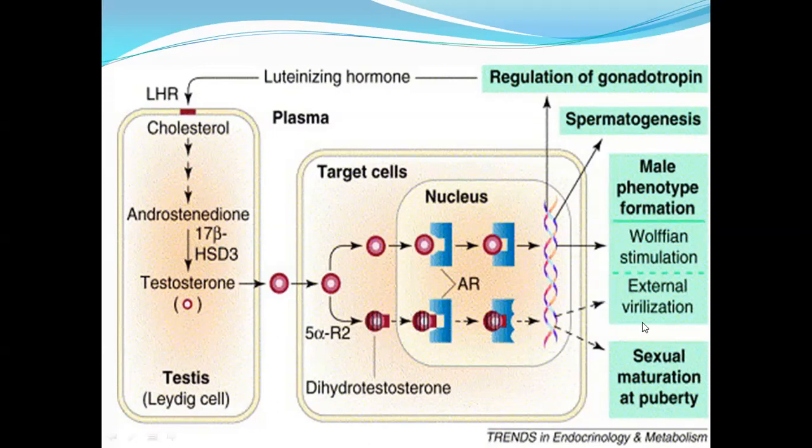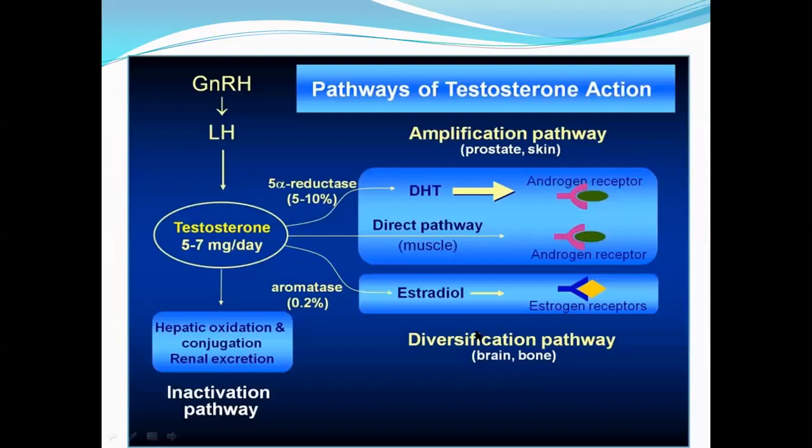Dihydrotestosterone, on the other hand, has the external virilisation function, that is, the external and accessory male sex organs mature under the influence of dihydrotestosterone, both natally and postnatally. And postpubertal sexual maturation, the secondary sexual characters at puberty, is under the influence of dihydrotestosterone. This dihydrotestosterone is about 3 times more potent than testosterone, and it is quite stable compared to testosterone. So in dihydrotestosterone, actually we have an amplification pathway. Here, testosterone, 5 to 7 milligrams per day, is produced in the Leydig cells under the influence of GnRH from the hypothalamus and LH from the anterior pituitary.